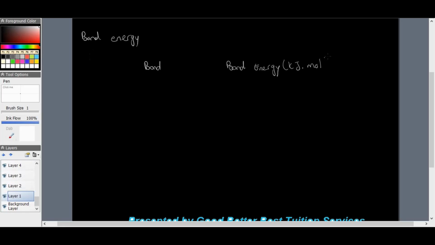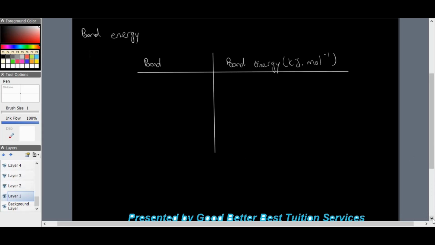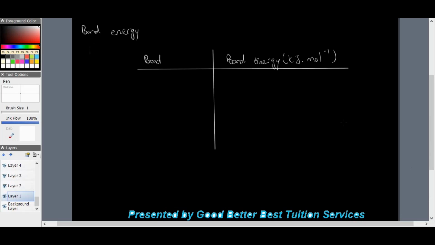Bond energy is usually either given to you in a test or exam, what the bond is and how much energy the bond has. Different textbooks might either round it off to whole numbers or might have a decimal. But I'm going to round mine off to whole numbers for you, just to make it a little bit simpler. So, bond energy.